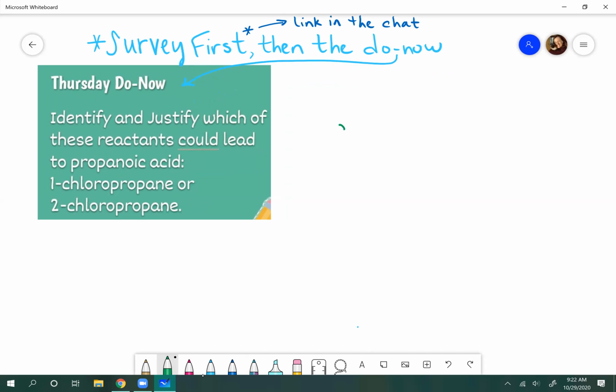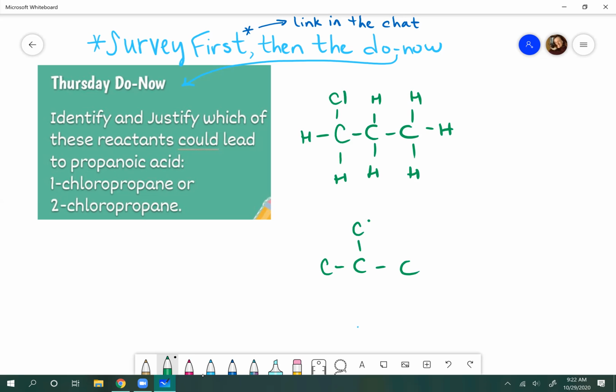So 1-chloropropane, 1, 2, 3, with a chlorine here. And then 2-chloropropane has that chlorine right in the middle here, which is harder for reactions to occur because there's more stuff around it.